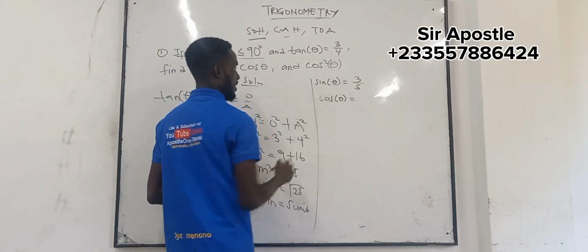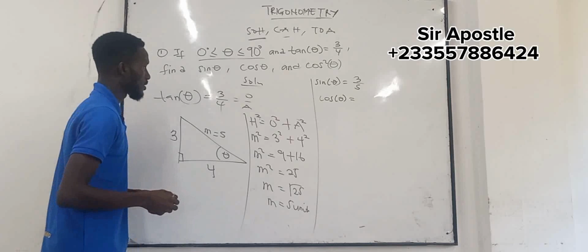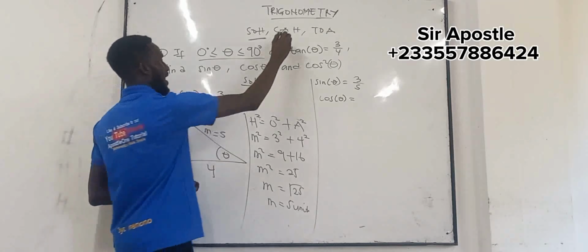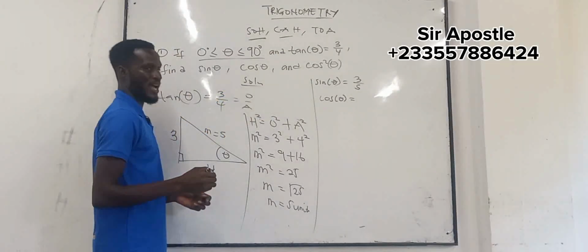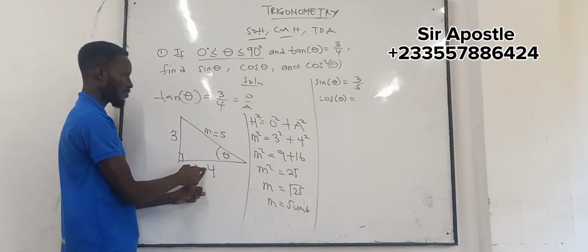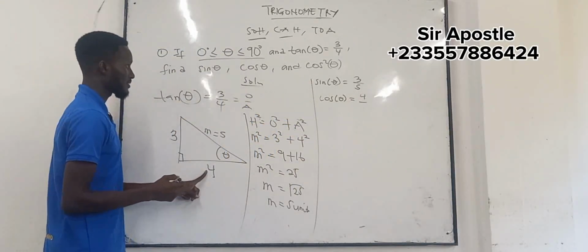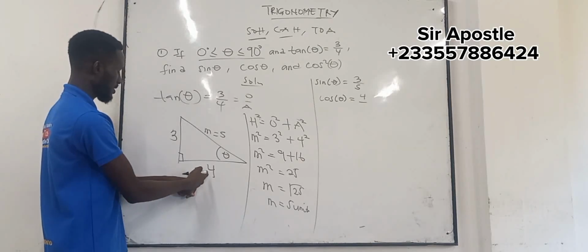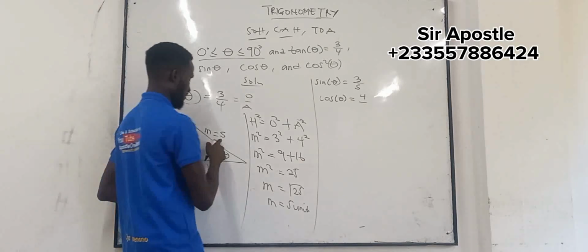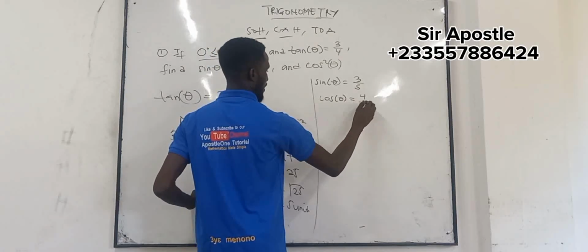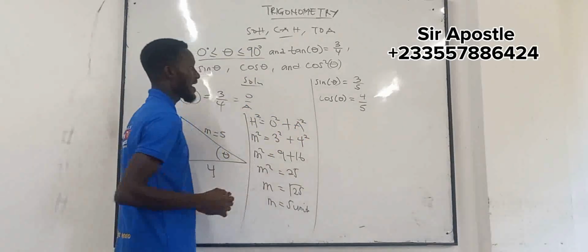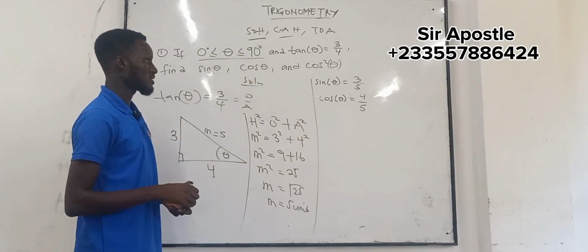Now the second one is cos theta. What is cos theta? Cos theta is CAH. That is adjacent over hypotenuse. What's the adjacent? The adjacent is 4. The hypotenuse is what? Is 5. So we are done. This is our cos theta.